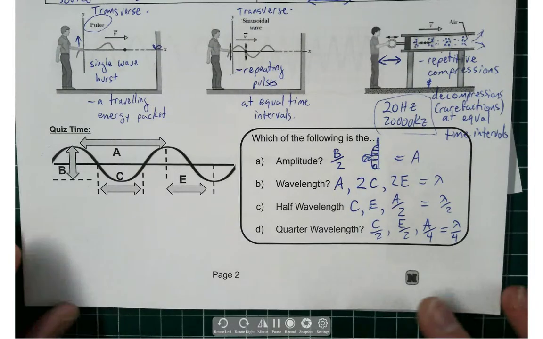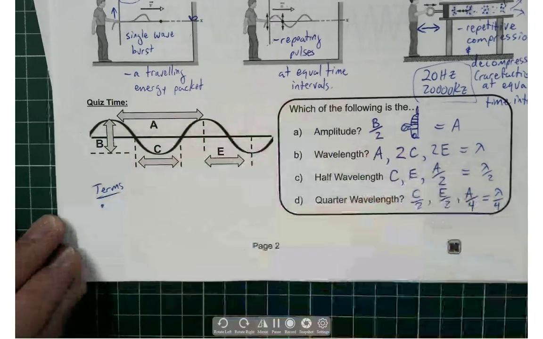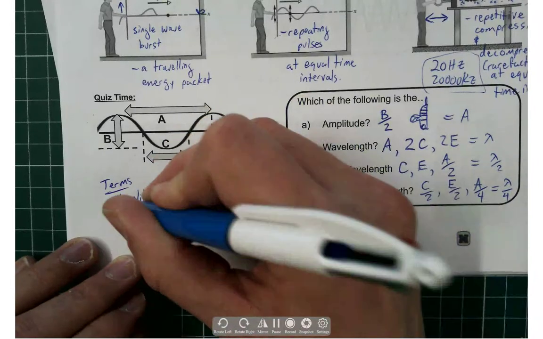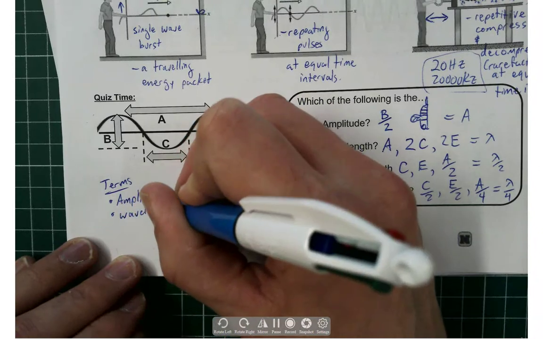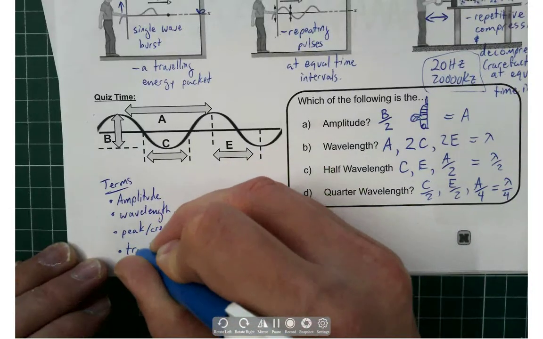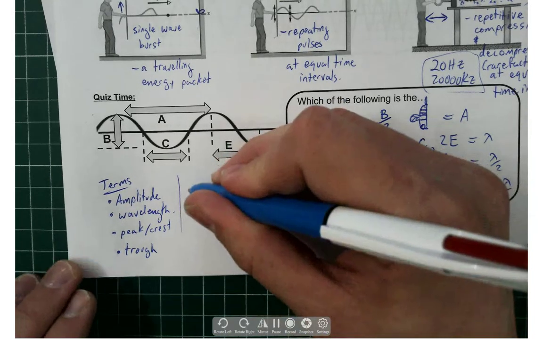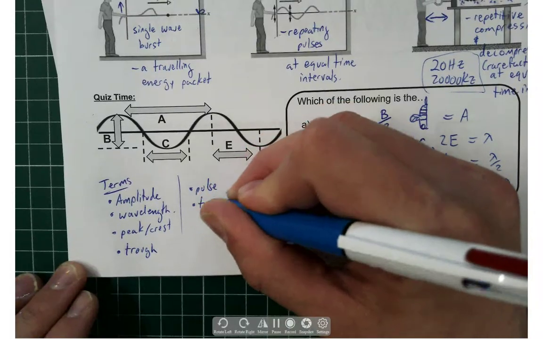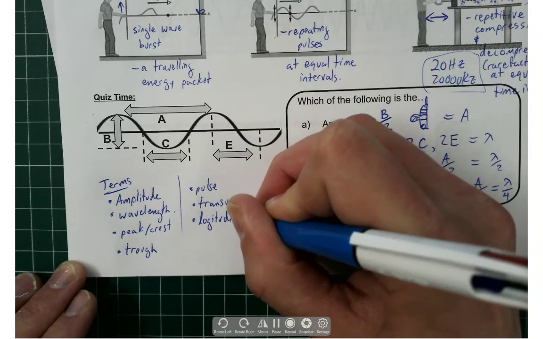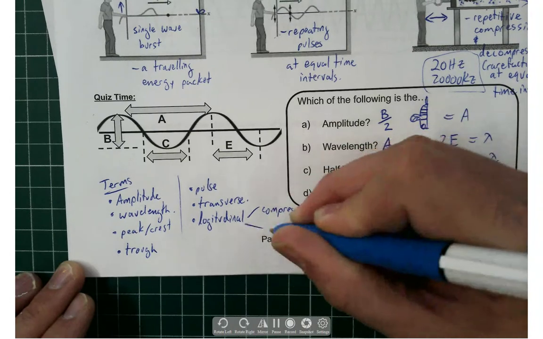Yeah. All right. Terms that I want to make sure that people know. We're going to go on to some more stuff, but these are the terms that we've talked about so far in the lesson. We've talked about what amplitude is and recapped it in this quick little quiz. We've talked about what wavelength is. We've talked about what a peak is, or a crest. We've talked about a trough. We talked about what a pulse is, transverse. We also talked about longitudinal. And within longitudinal, we talked about compressions and rarefactions.